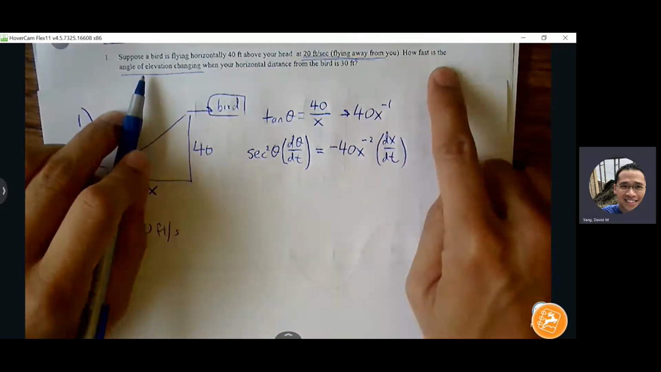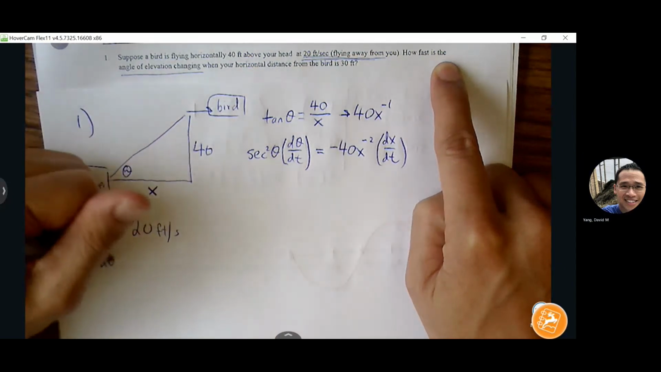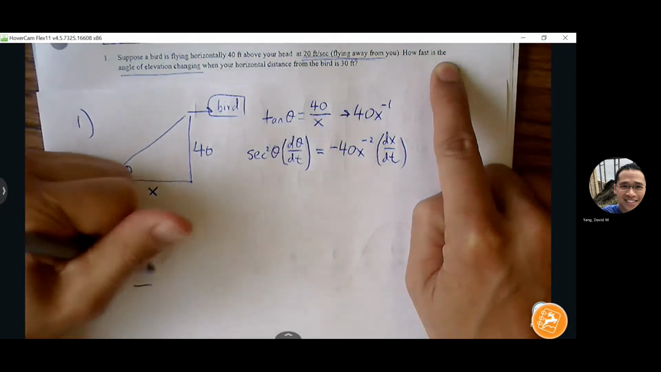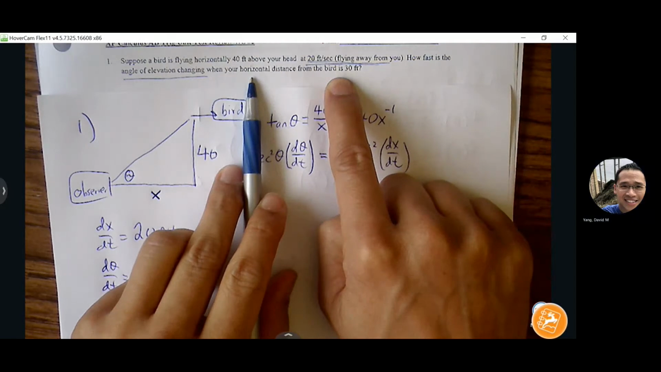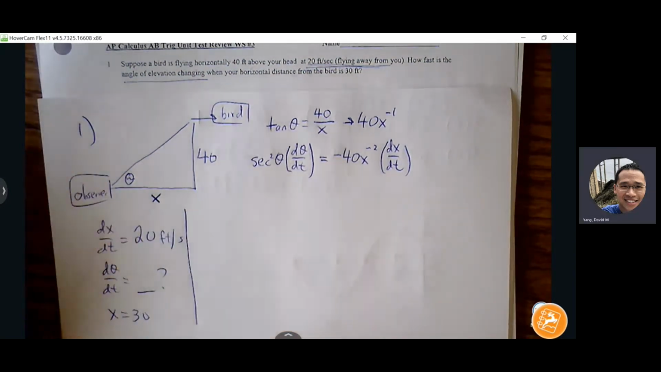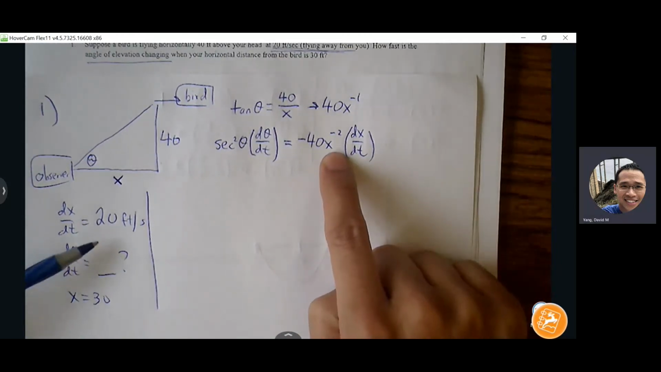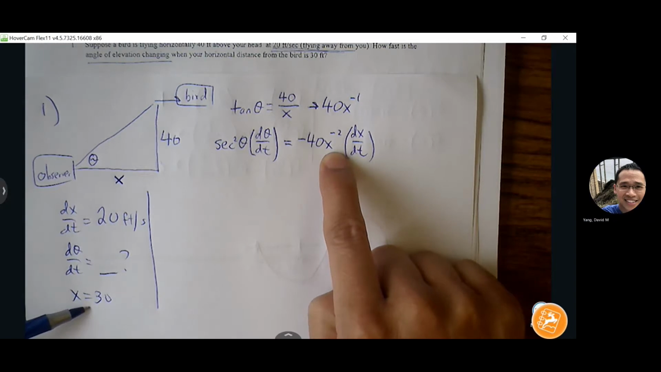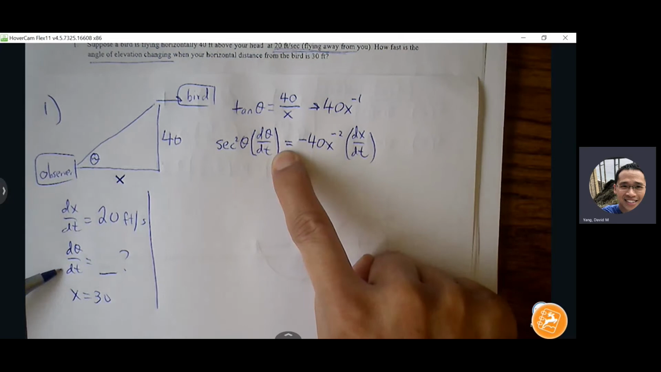How fast is the angle of elevation changing? What are we looking for? When your horizontal distance from the bird is 30 feet. That's just x. Okay, so if we look, we have a suitable substitution for x. We have a substitution for dx dt. We're looking for d theta dt, so that's showing up.